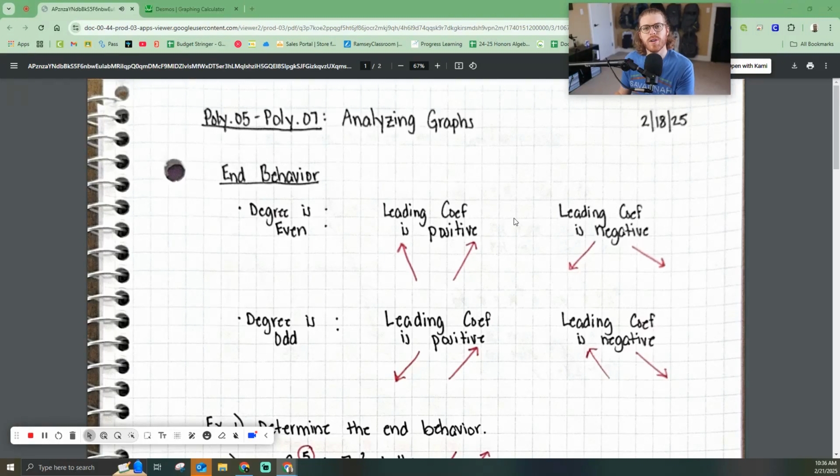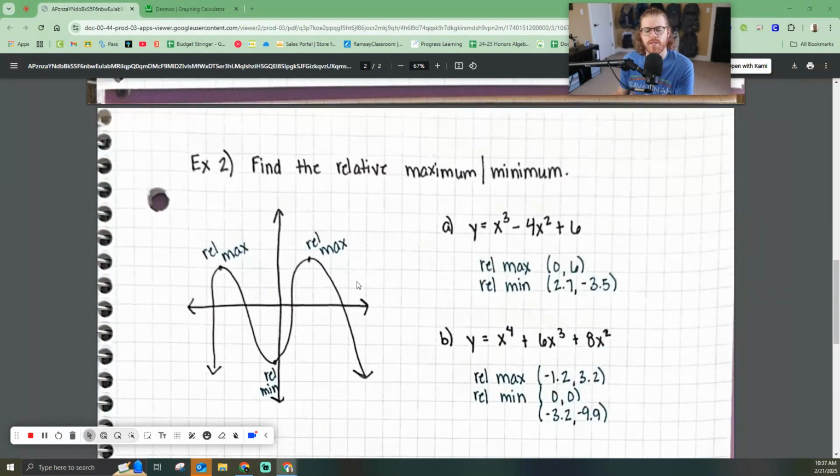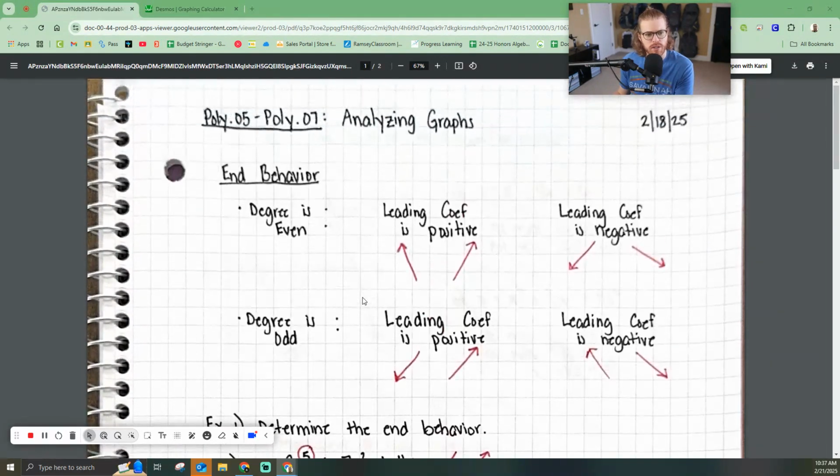Hello, today we are learning about poly.05 through poly.07, which is basically the end behavior of different functions. And it's also, as you can see on the screen here, finding relative min and max. So I'm going to quickly go through here and show you how to do it using the Desmos calculator. First thing, we're going to be analyzing these graphs.